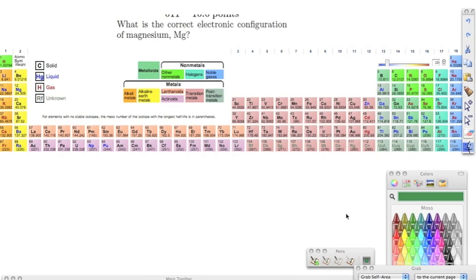All right, guys, moving on to number 11. It says, what is the correct electron configuration for magnesium? Okay, we see that magnesium is right here. It's on the 3rd row. So we got to figure out our electron configuration for it.